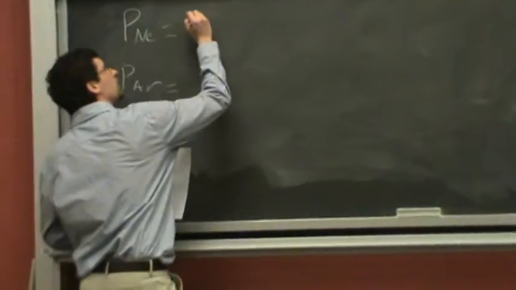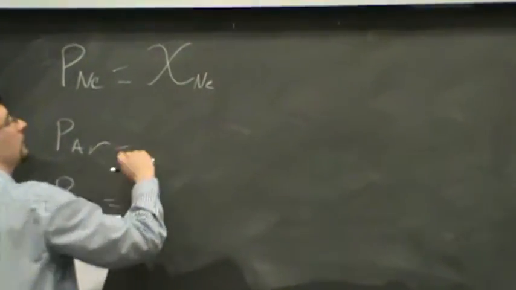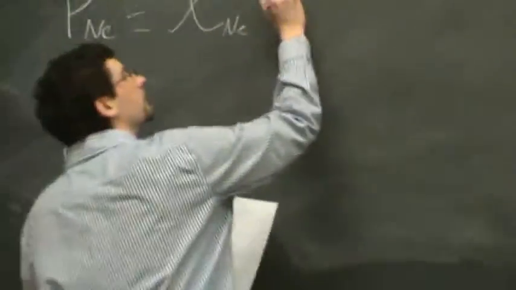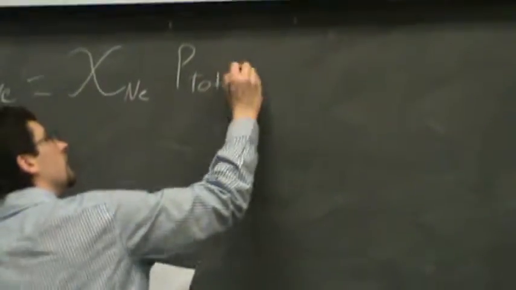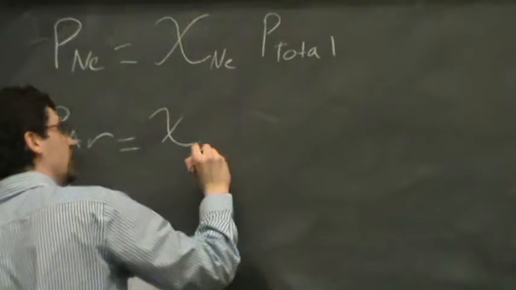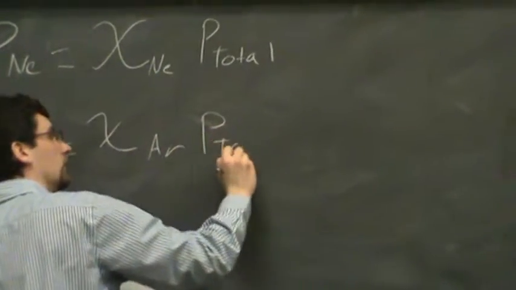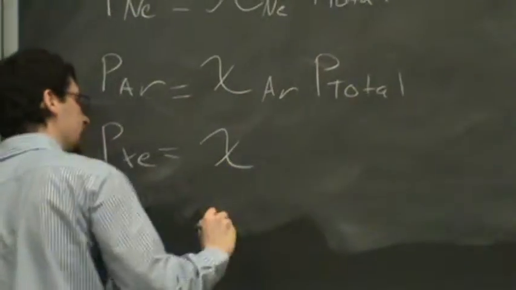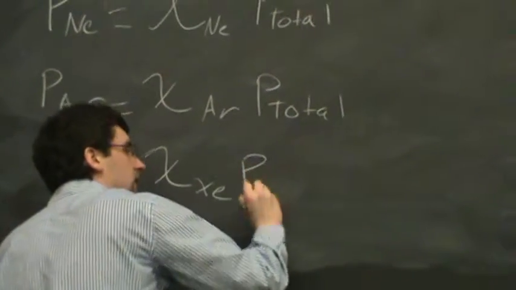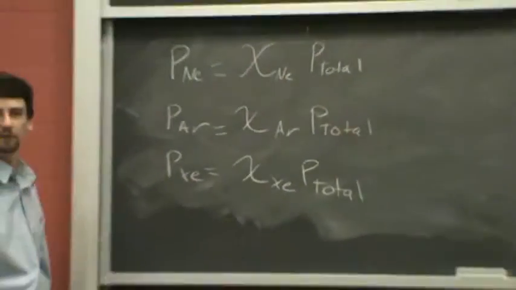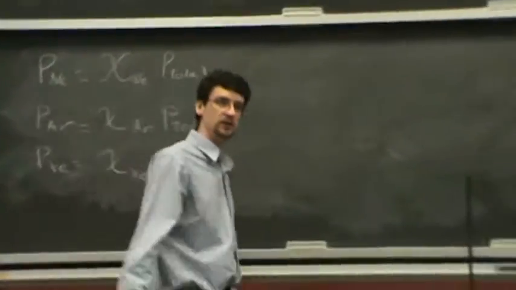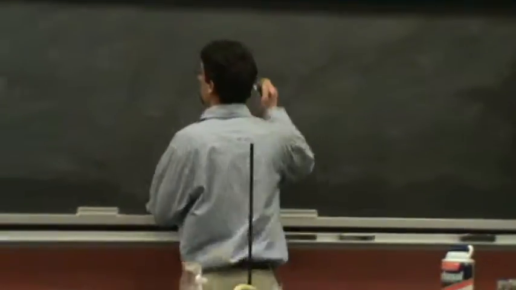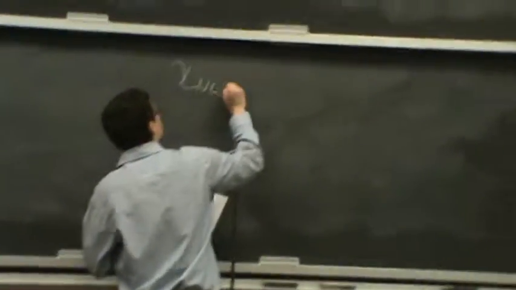All right, so the partial pressure of neon is going to be equal to what? That funny symbol. What's it mean, though? It means mole fraction. So times the pressure total. We need the mole fraction of argon times P total. We also need the mole fraction of xenon times P total. However, we don't have these mole fractions yet. We do have the total pressure, but we do not have the mole fractions. So let's calculate these.